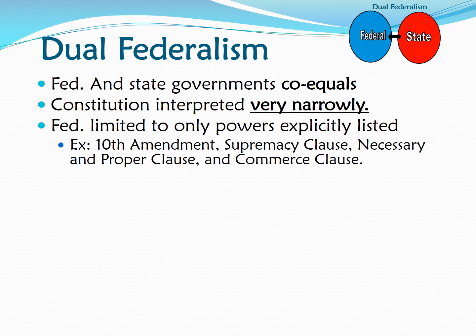But notice with dual federalism that the Constitution is going to be interpreted very narrowly. Now, think practically why that makes sense. The Constitution, after all, is a what type of document? A federal document, right? And it enumerates the federal powers. So if you're going to constrain the scope of the power of the federal government, you'd want to make sure that your interpretation of those powers in the Constitution is very narrow instead of being expansive. So you're going to see that the federal government is limited to only the powers explicitly listed, or written, if you will, in the Constitution.